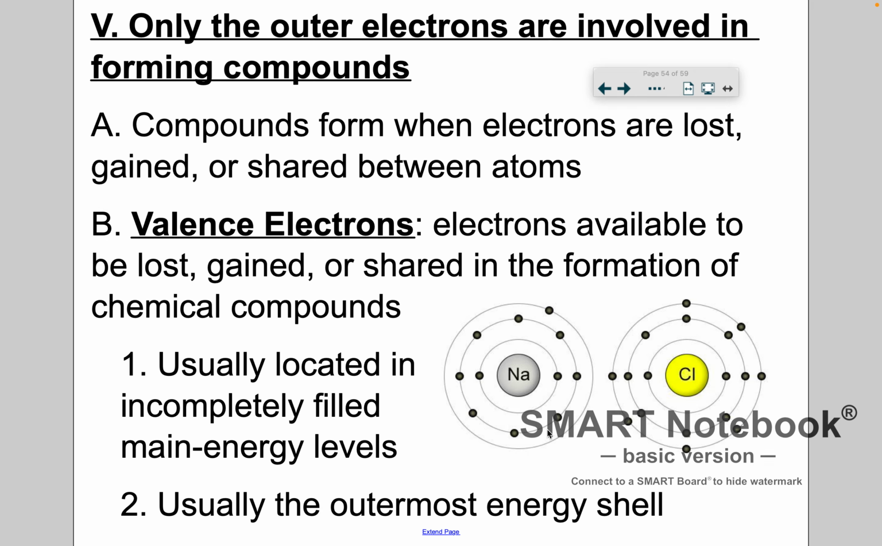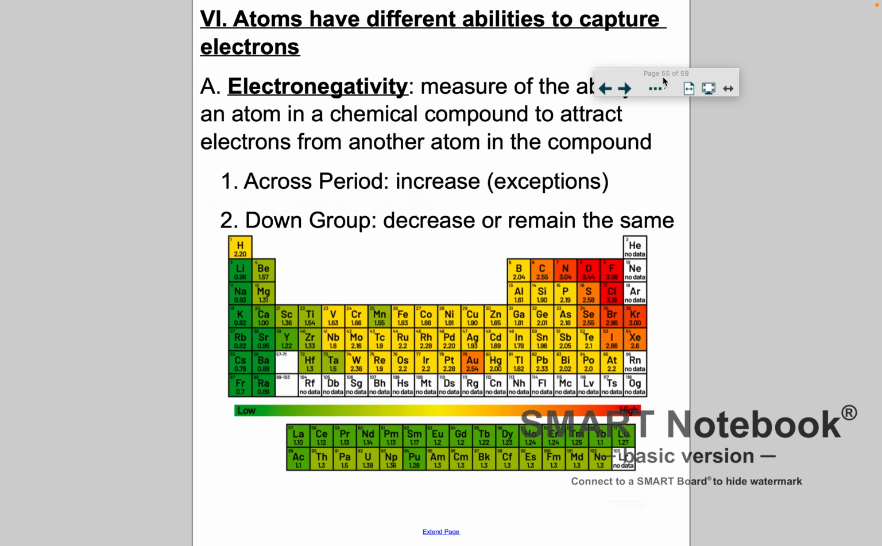Like sodium here has 1 valence electron, that's why it's in group 1. Chlorine is a halogen. It's found in group 17 because it just needs 1 more electron. It's 1 away from acting like a noble gas. So it's usually the outermost energy shell. So they have abilities to capture electrons, and that ability is called electronegativity.